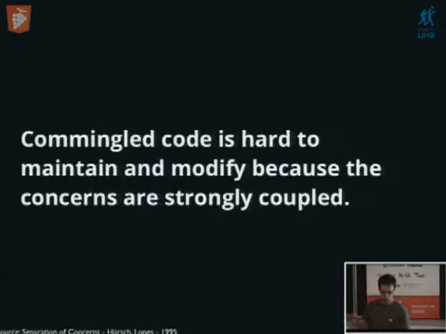Commingled code is hard to maintain and modify because the concerns are strongly coupled. So if you want to change something about getting the secret, you also have to deal with all the other stuff that's coupled with it. You can't just change the secret and expect things to work. Maybe you also want to do something with logging or access checking because it's there, and you can't really change one thing without changing the other.